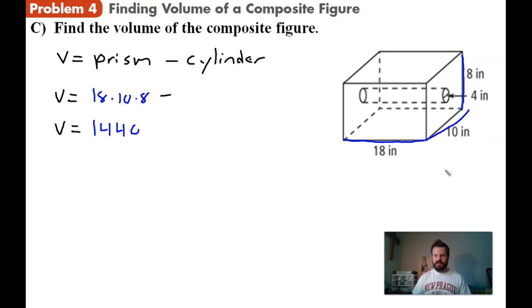And for the cylinder, let's take a look at what we have. We need area of the base times height of the cylinder. Now the base is going to be this little circle here. It's a little tough to see, but let's say that that's the diameter of 4. So in other words, the radius is 2. We'll go area of the base, 2 squared pi, times height of the cylinder, which is going to be distance from circle to circle, in other words, this 18 here again.